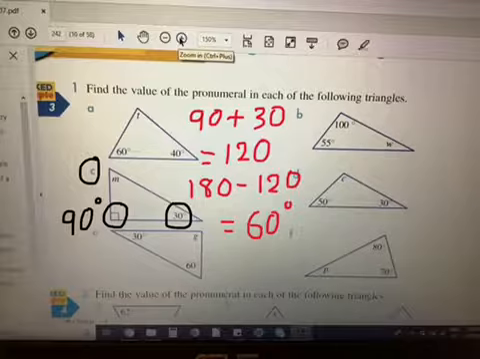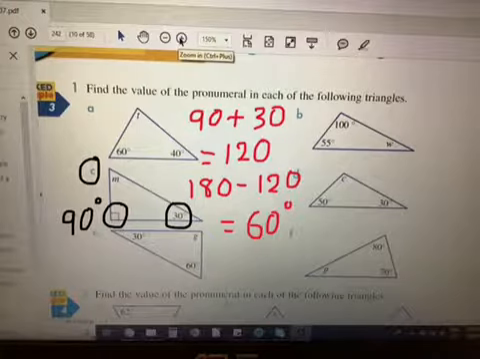So essentially your steps are: add up the angles that you do know if you're given two of them, and then work backwards, so that you need to subtract it from the total sum of the interior angles of a triangle.